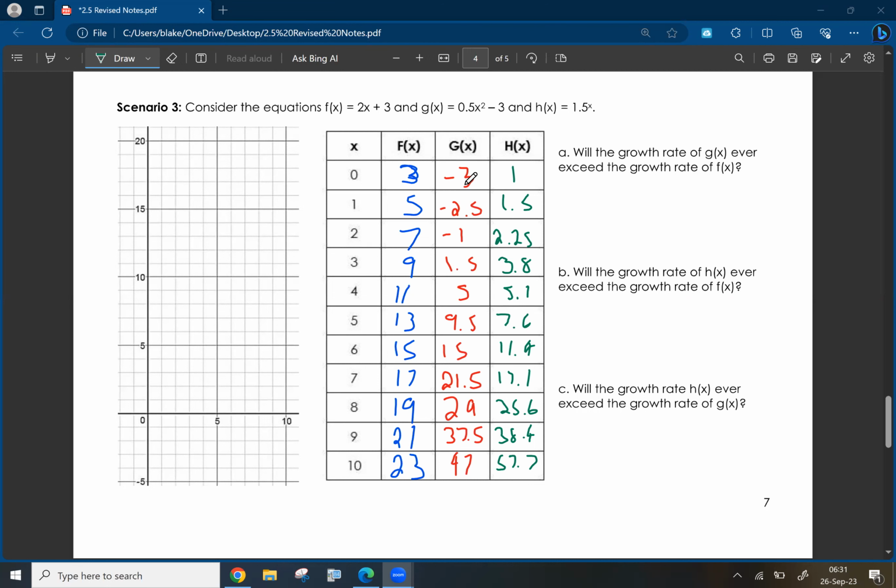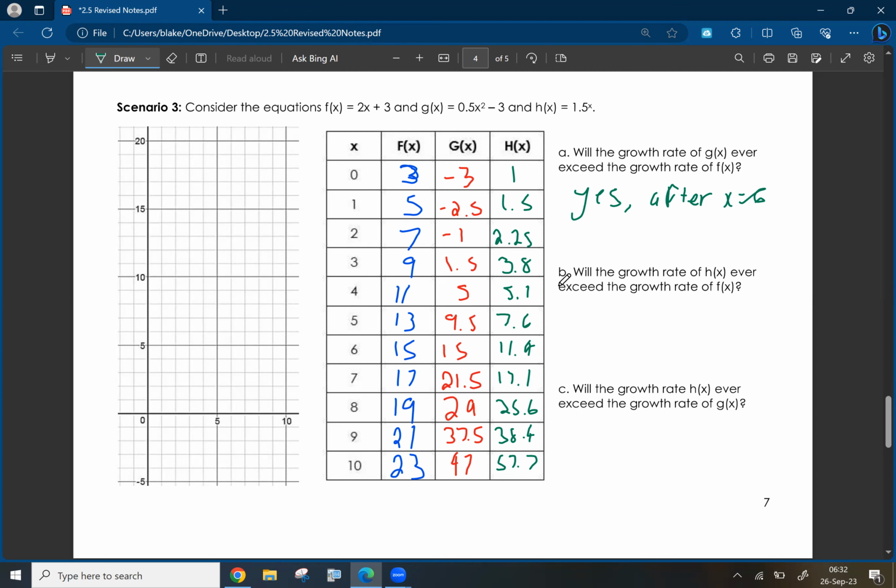As you can see, g of x starts off smaller, right, than f of x. -1 is smaller than 7, 1.5 is smaller than 9, and so on. But yes, it does pass. You can see here they're both 15, but then g of x is greater than f of x after, from 7 on down, 7, 8, 9, 10. The g of x is higher than the f of x. So yes, I would say after x equals 6.